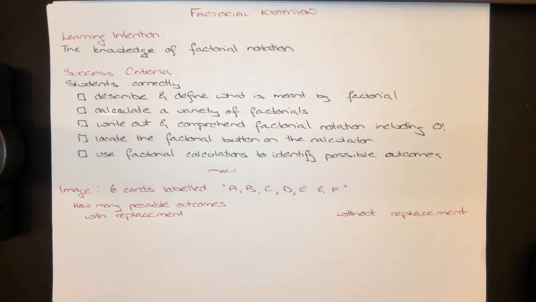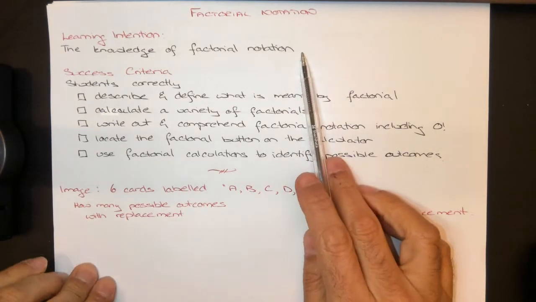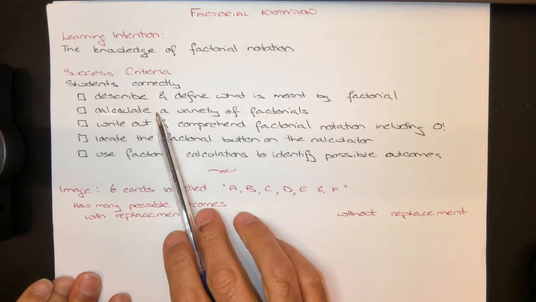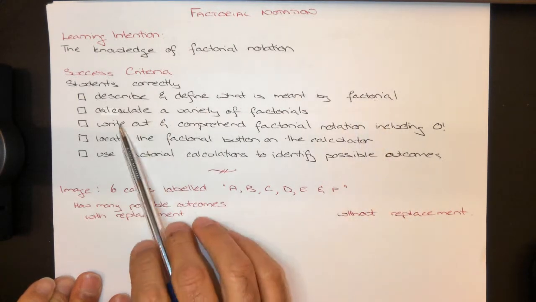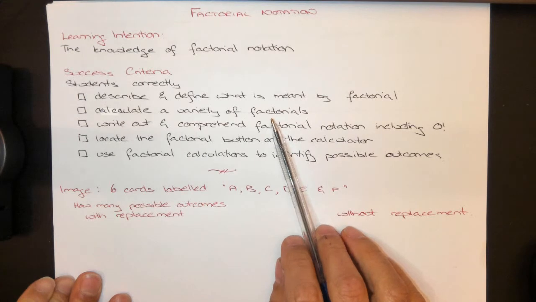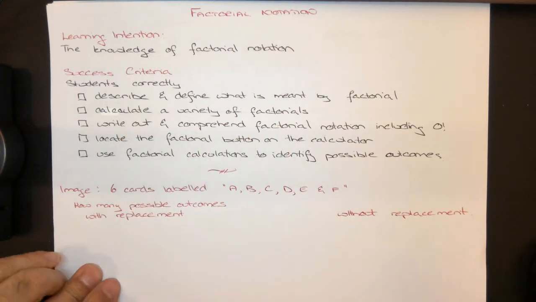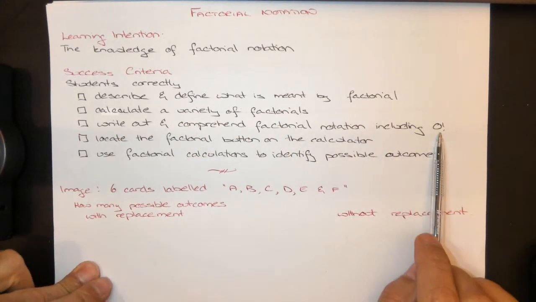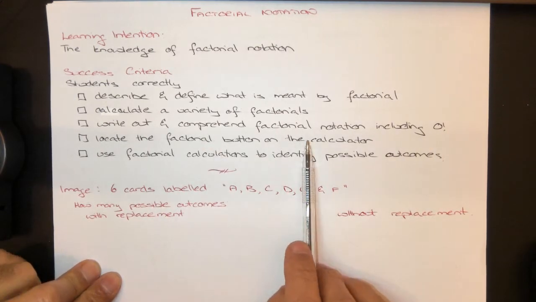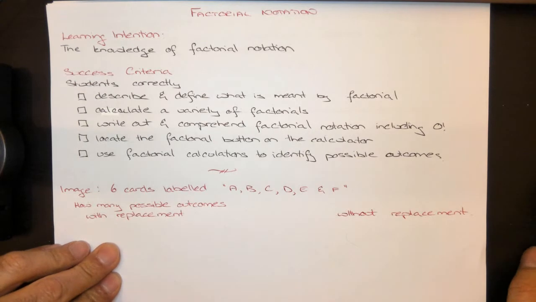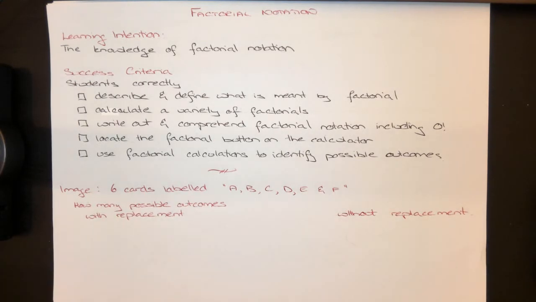Okay, so today we're going to look at gaining the knowledge of factorial notation. We'll be successful if we can describe and define what is meant by a factorial, calculate a variety of factorials, write out and comprehend factorial notation, including 0 factorial, and locate the factorial button on the calculator and use factorial calculations to identify possible outcomes.